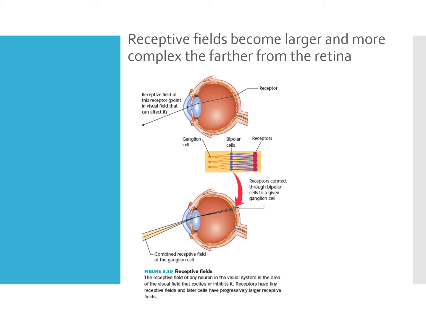We get much more complex receptive fields as we get later. We pull this apart into features from little dots, and then put it back together into tables and chairs and trees and dogs and people and faces and all of that.